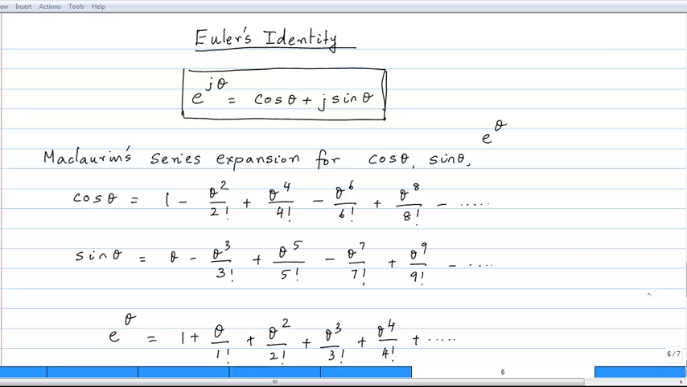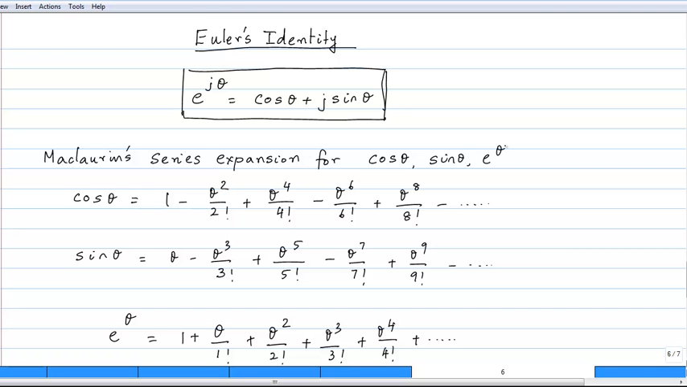One of the most useful and interesting results in complex numbers is Euler's identity, which says that we can think of cosine theta plus j times sine theta as e raised to j theta. I'll start with the proof for this, and then we will derive a few related identities, and I will talk a little bit about why this is useful.